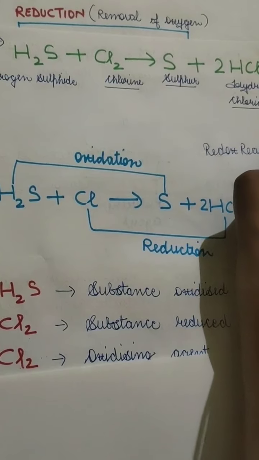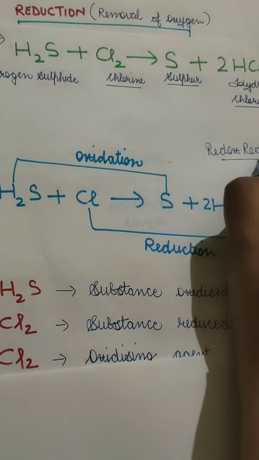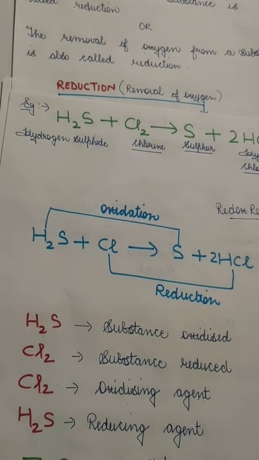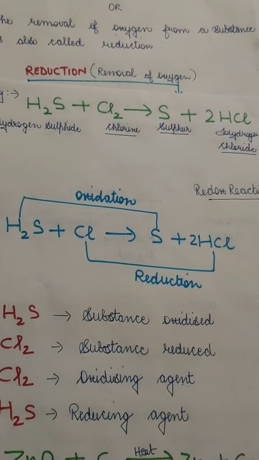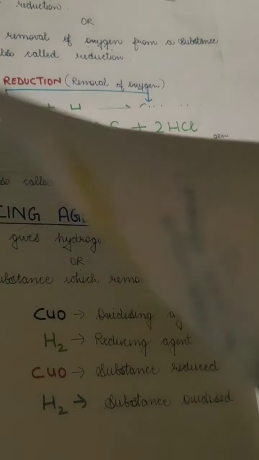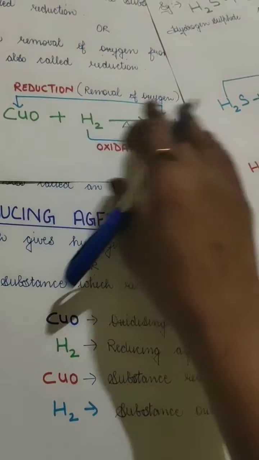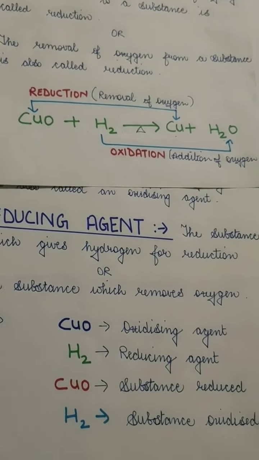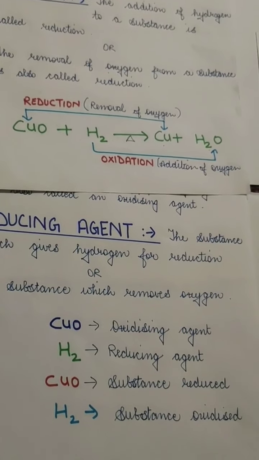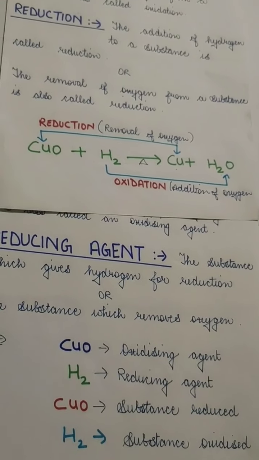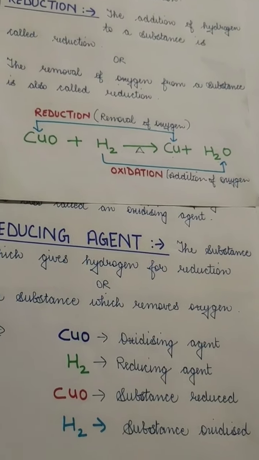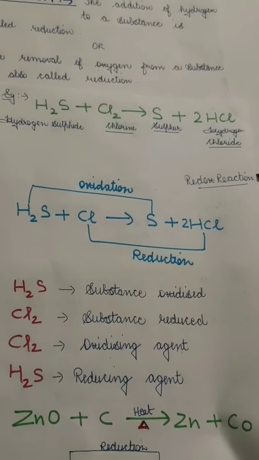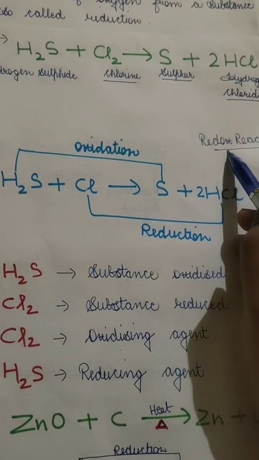Redox reactions are those reactions in which both oxidation and reduction take place. In the previous reaction, when copper was converted into copper oxide, there was no reduction, there was only oxidation. But in reactions where there is both oxidation and reduction, they are called redox reactions.